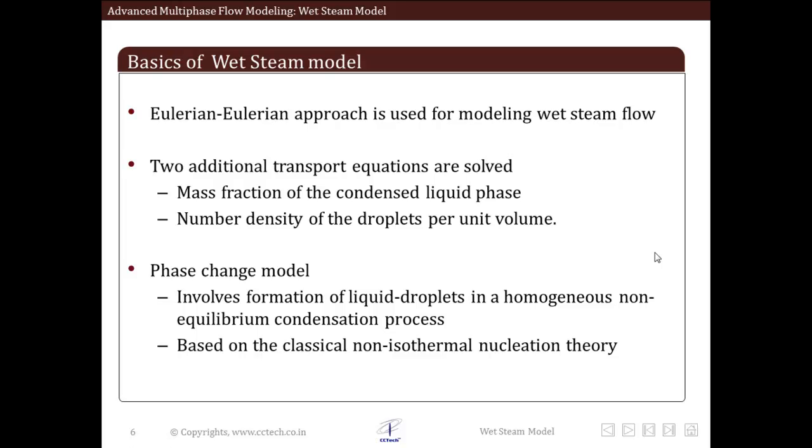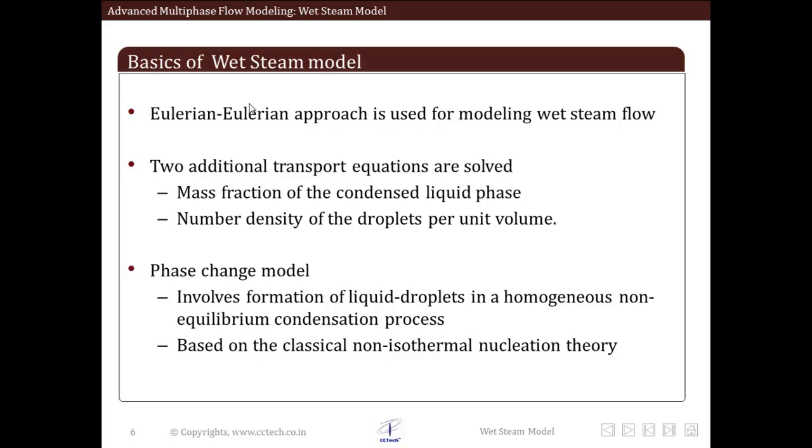Here let us see the basics of the wet steam model. We will see the basic concepts and which type of equations are solved. First of all, we have to remember that the wet steam model is an Eulerian model. That is, it uses the Eulerian approach. Eulerian equations are solved for all the phases involved.